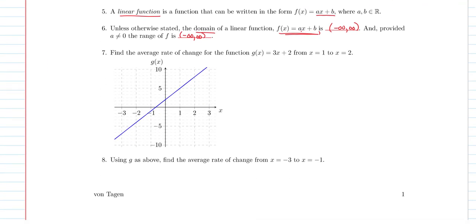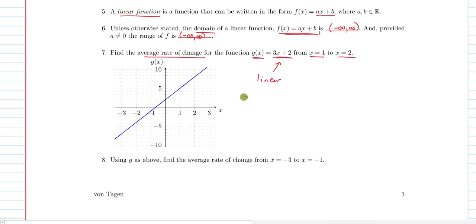So here in G, for question number 7, I've given you the linear function g of x. And we can see that the domain here is all real numbers, and the range here is all real numbers for this particular linear function. And that happens whenever the a value is not 0. So for fun, what we're going to do is compute the average rate of change for this function between x equals 1 and x equals 2. So let's go ahead and do so.